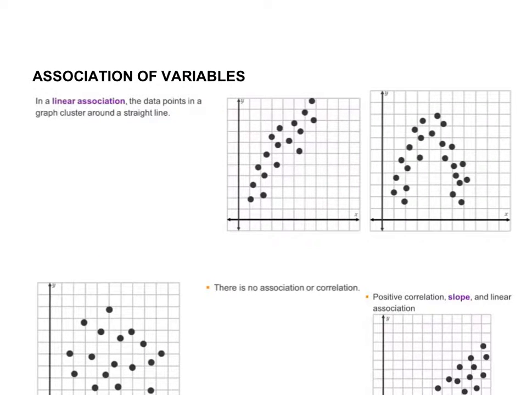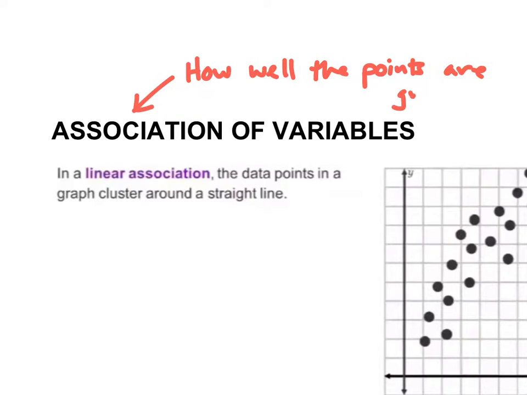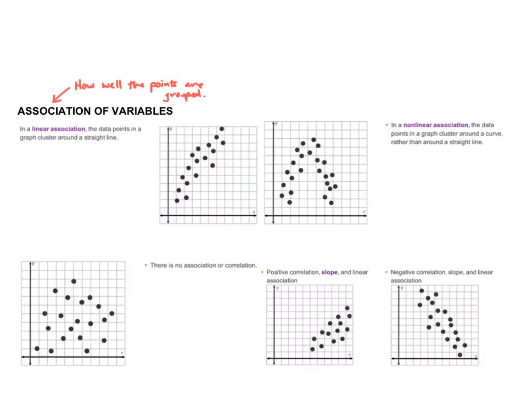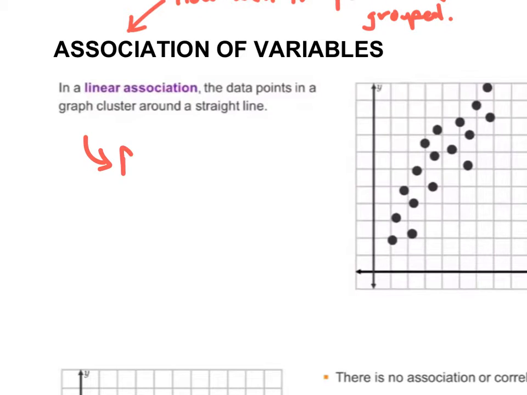So the next thing that we need to talk about is the association of variables. Association is how well the points are grouped, and we'll talk about that. So we have linear association in this example, and we have nonlinear association. Linear association means that the points can be fitted by a line.